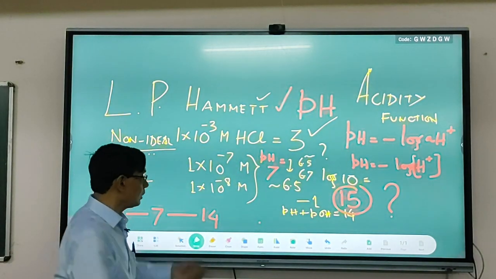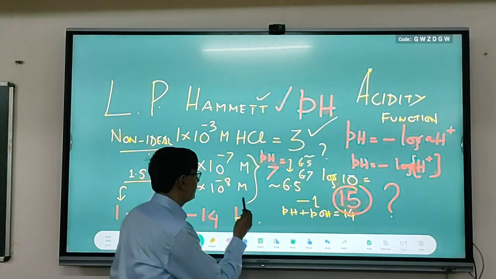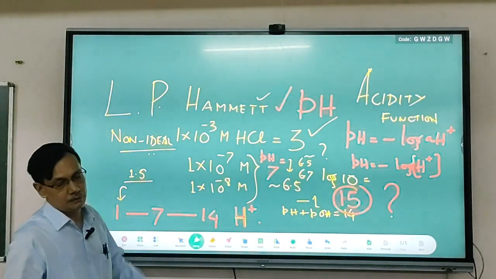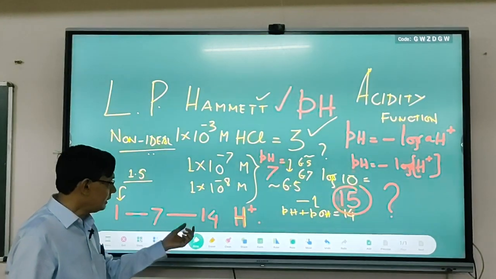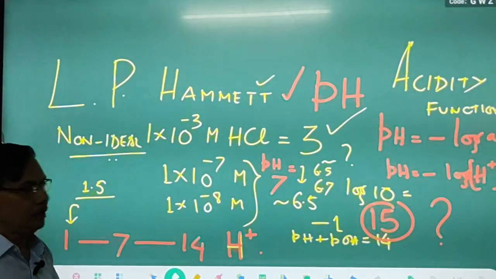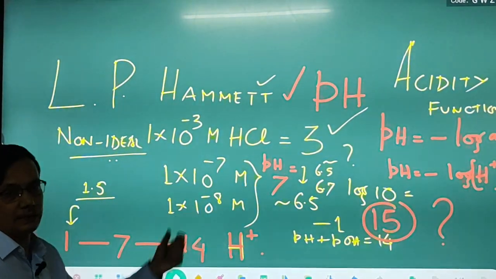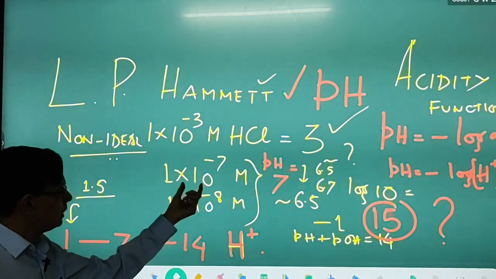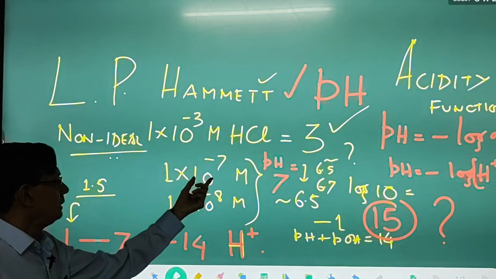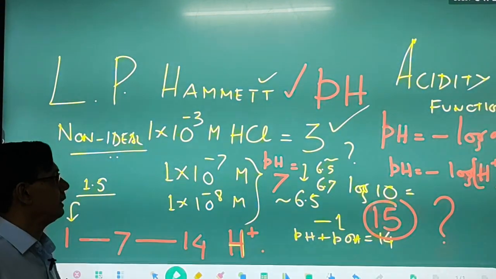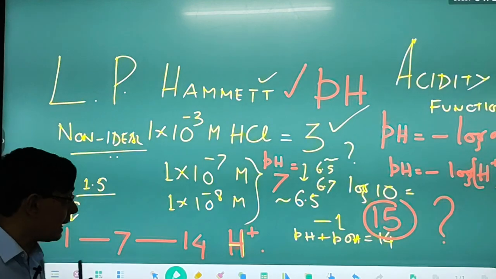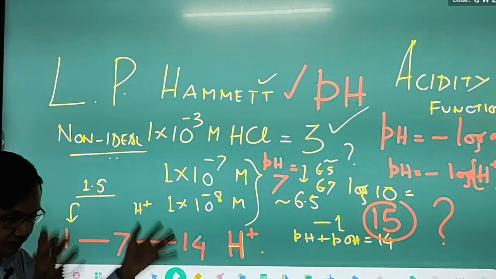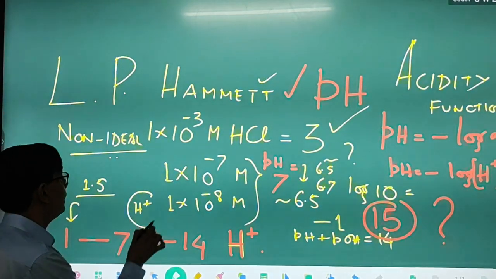Why? Because here again is the role of the hydrogen ion. If the solution is very dilute, the concentration of the hydrogen ion produced by the dissociation of water and the concentration of the dilute acid is, suppose, 1 into 10 to the minus 7. So we have to calculate the exact concentration of the hydrogen ion. So the whole story is regarding the hydrogen ion.